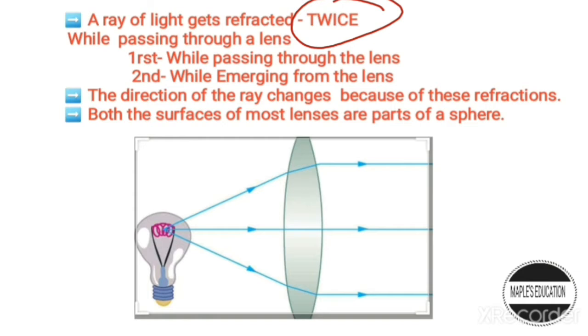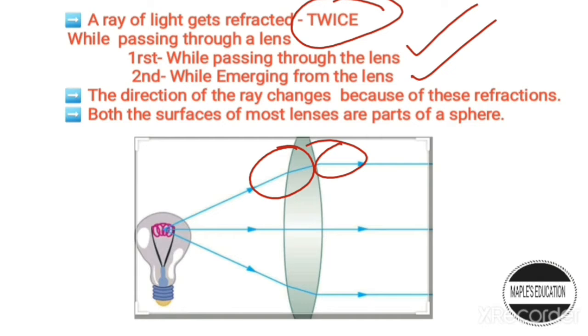So, a ray of light gets refracted twice, first while passing through the lens and second while emerging from the lens. Okay, now what do you mean by the term emerging? Emerging means moving out. So, a ray of light gets refracted twice. First is while passing through the lens. You can see in the diagram here, passing through the lens, and the second is while emerging from the lens. You can see emerging from the lens.